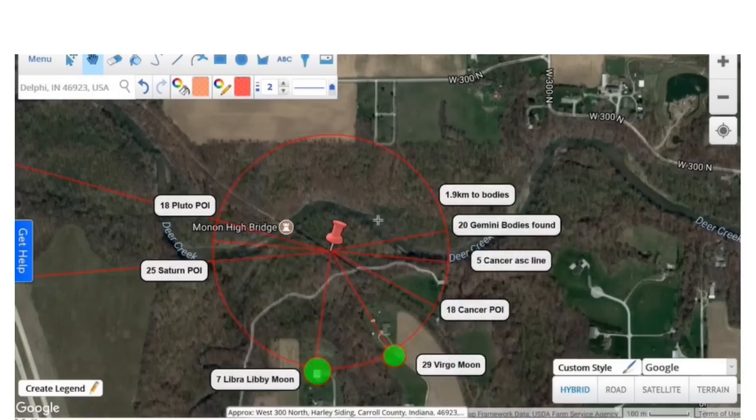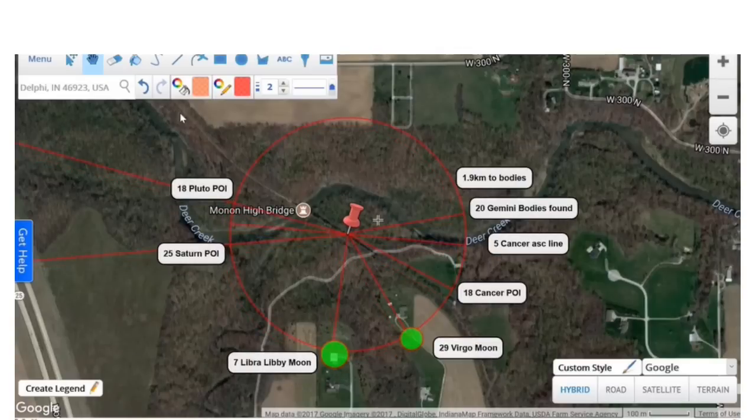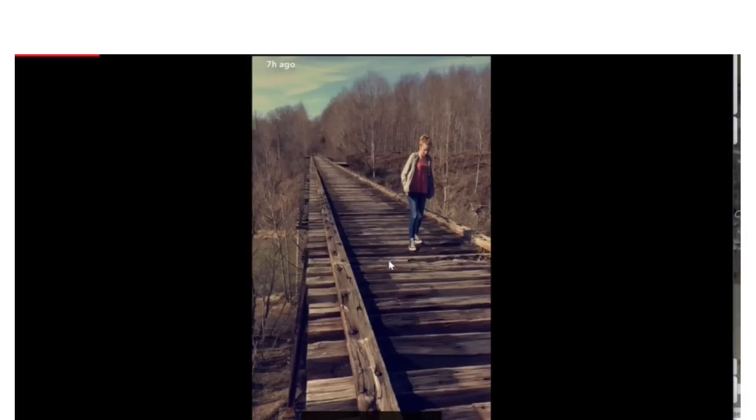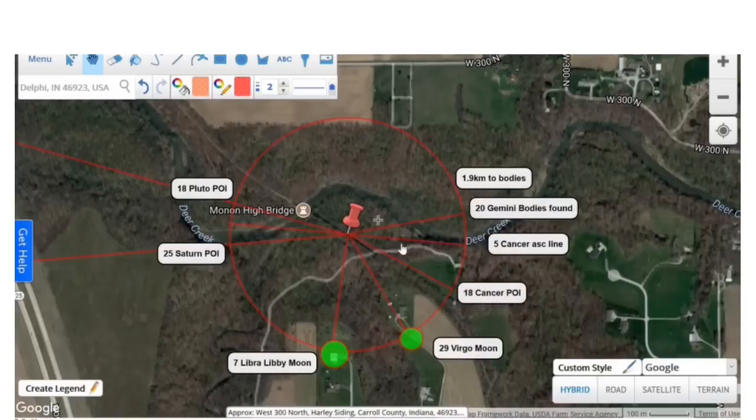Okay, so now to the map. So this is the bridge here that the photo was taken on. This photo was taken on these train tracks, this bridge here. And that bridge is right along here, the High Bridge in Delphi, Indiana, where Deer Creek runs through.